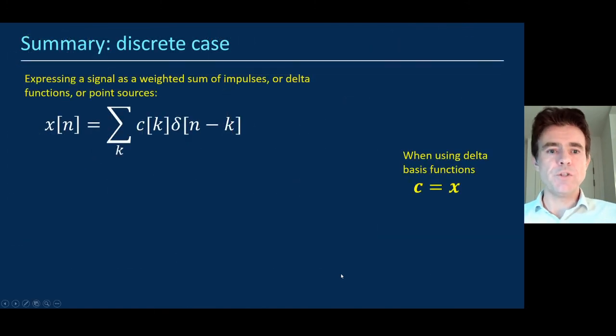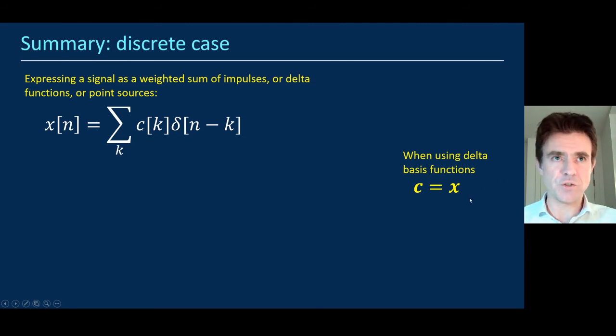Okay, so to begin to summarize what we've just talked about: for the discrete case, we can express a signal, a function, or a vector as a weighted sum of delta functions, or impulses in temporal systems, or point sources for spatial imaging systems. So we can express x as a weighted sum of delta functions, where the weights are given by some coefficients, c, which, for delta basis functions, are just the same as x, but again, the principle is general. So we can express a signal as a weighted collection of these basis functions. And that takes us right back to that very first slide I started with.